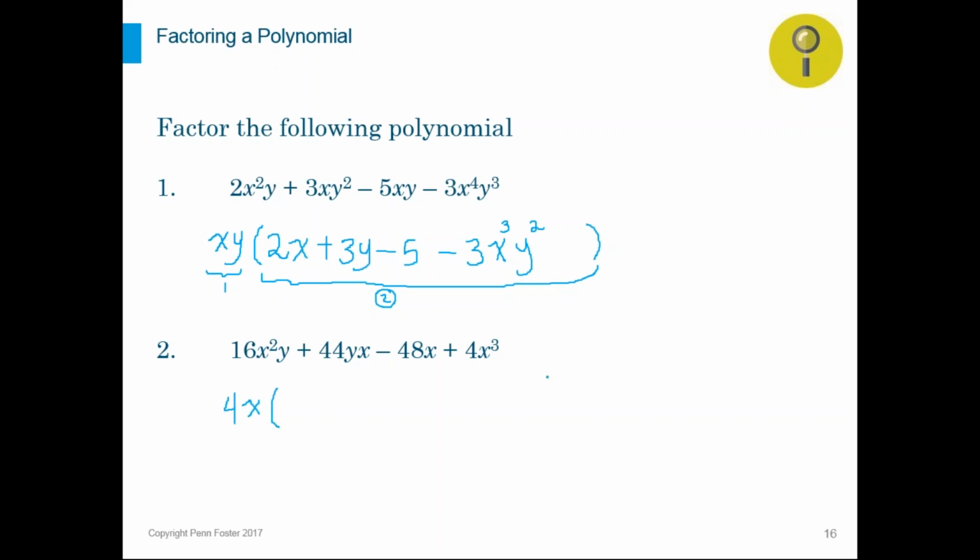So we're going to open our parentheses and divide. 16 over 4 is a 4. X squared over x is an x. Y over 1 is a y. Plus 44 over 4 is an 11. Y over 1, there's no y's there, so it's going to be a y. X over itself is a 1. Minus 48 over 4 is a 12. X over itself is a 1, so 12 is the third term. Plus 4 over 4 is a 1. X cubed over x, 3 minus 1 is 2, so it's going to be x to the second power. That's it. This is how we factor the given polynomial.